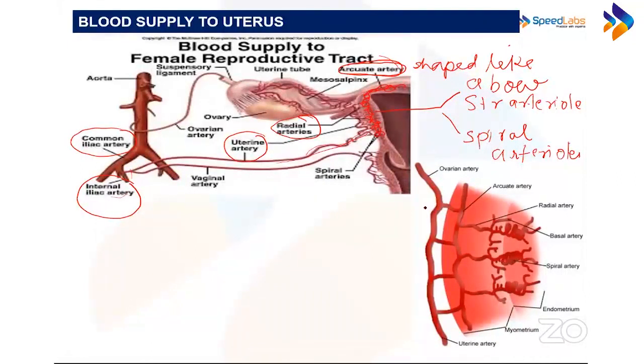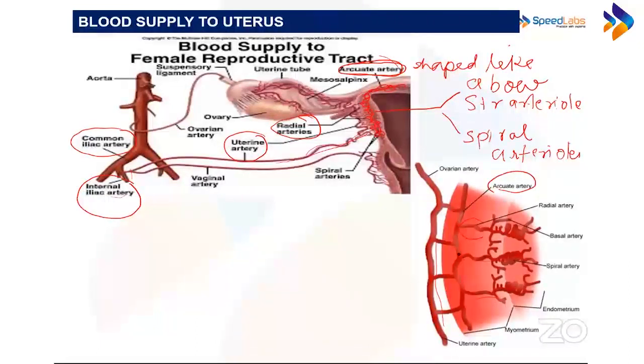So see over here, this diagram is again a closer view. This is the ovarian artery, this is the uterine artery. The uterine artery enters, and this is the myometrium. In the myometrium, it branches to form the arcuate artery and the radial artery. So arcuate and radial are the first branchings into the myometrium.